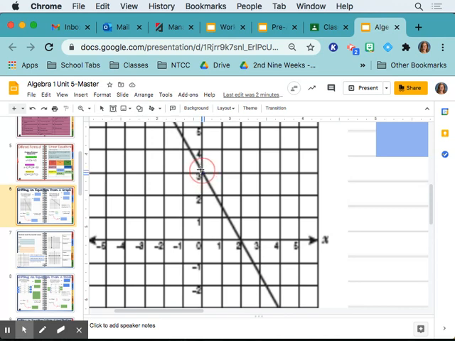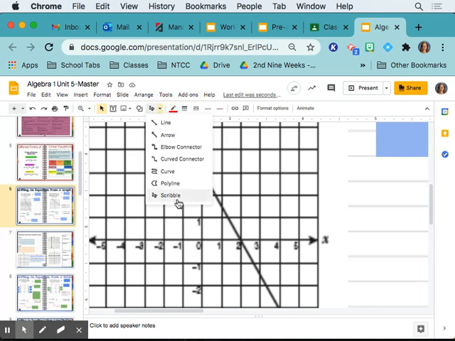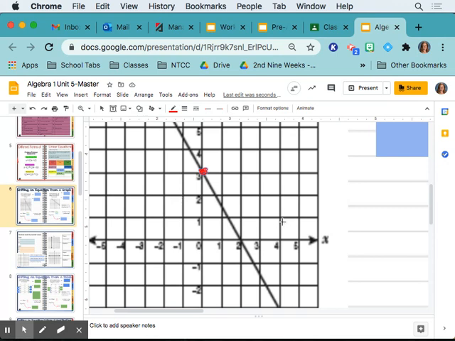So this is a point, right? I want that to be bright. I'm going to make it red. See how I changed the color of my scribble? I just kind of circled in, made a circle and filled it in. So let's find another one. So do your scribble tool again. And I think it'd be easy just to use our x-intercept right here.